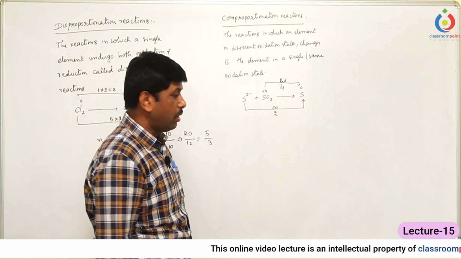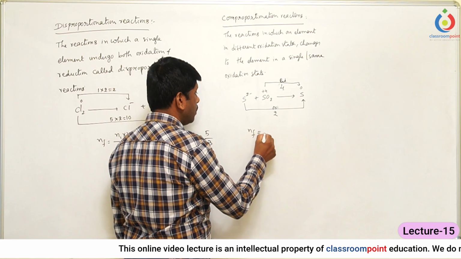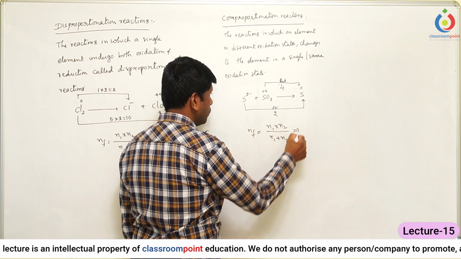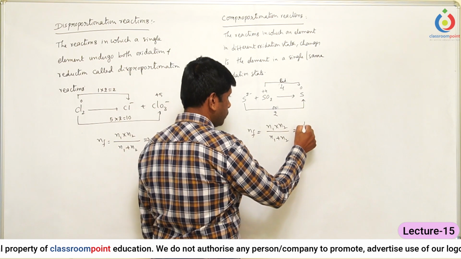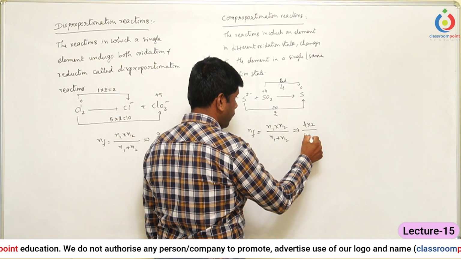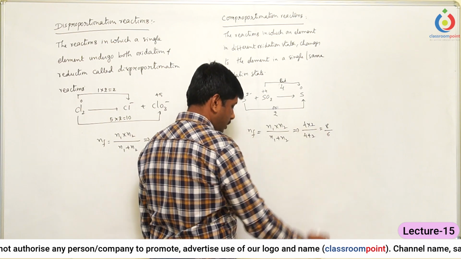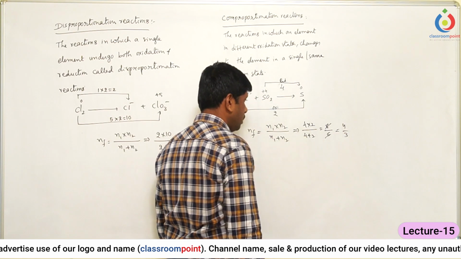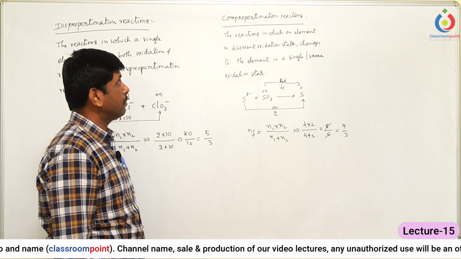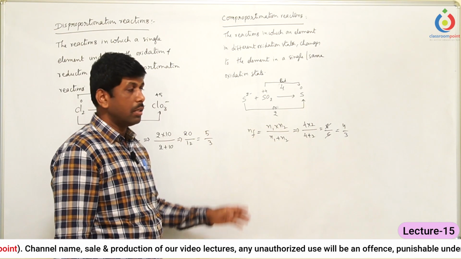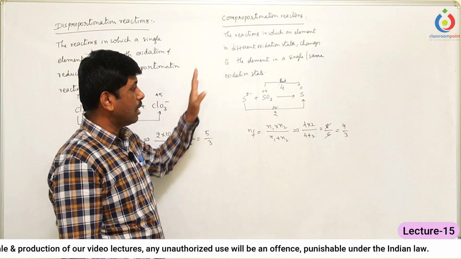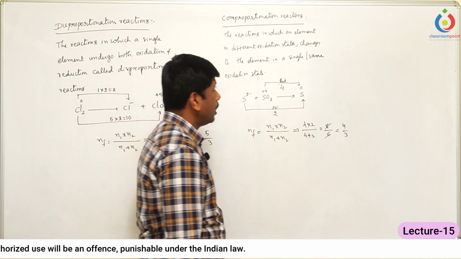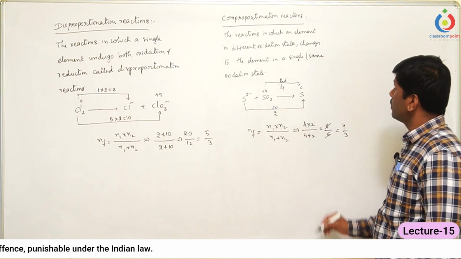Then the total n factor value of this reaction is equal to the same formula, n1 into n2 divided by n1 plus n2. 4 into 2 divided by 4 plus 2, 8 by 6. So it goes 2 times, 4 by 3 is the n factor for this calculation. So for a disproportionation as well as a comproportionation reaction, the n factor can be calculated by using this particular formula. Now let us see some decomposition reactions.